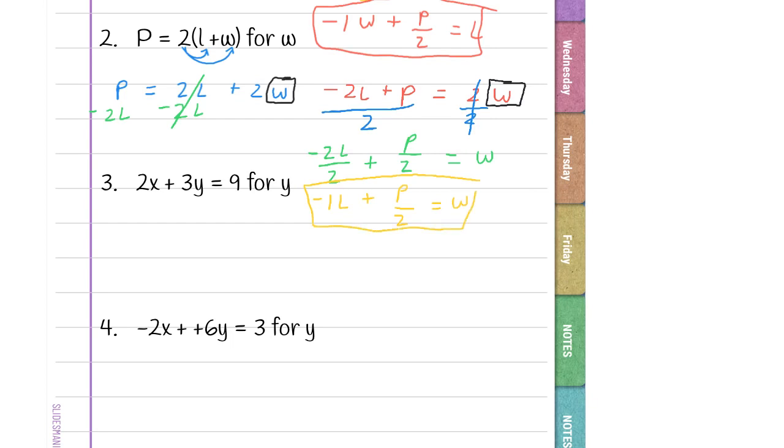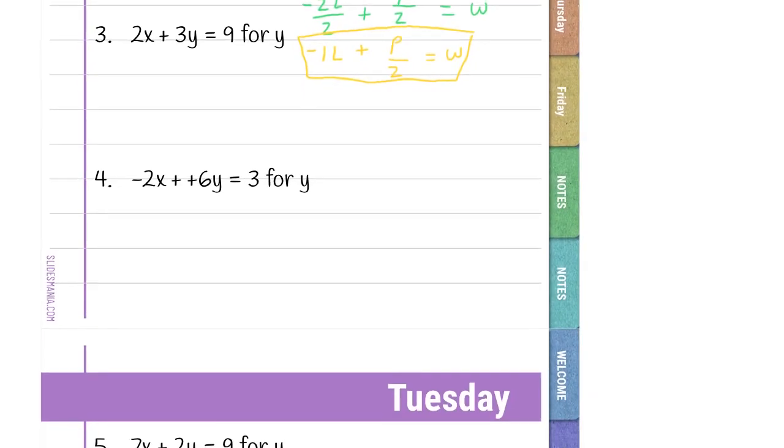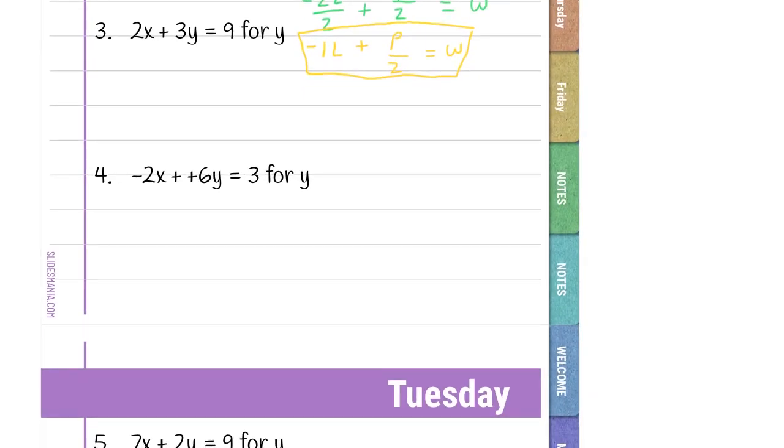All right. For the next one, it says 2x plus 3y is equal to 9. Solve for y. Put a box around your y. And we're going to move everything else to the opposite side, right? So what do I start with first? Do I start with that 2x or that 3? Well, I always start with whatever is not directly next to that box, right? So I'm going to start with that 2x. What is the opposite of 2x? The positive 2x? Well, that is minus 2x or negative 2x.